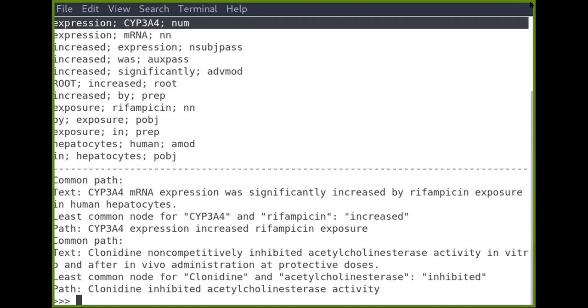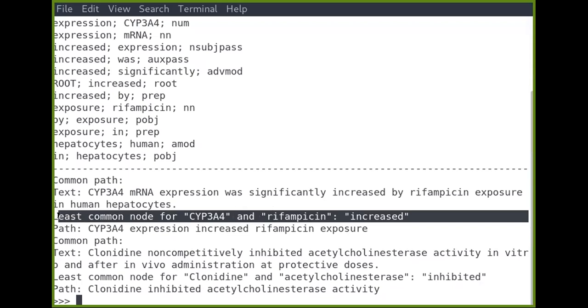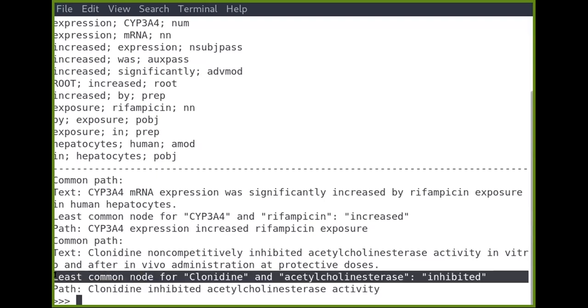Great. So here we at least see "inhibited" as the correct join between these two, right? So this path that you're extracting, the clonidine inhibit acetylcholinesterase activity, the least common node, and okay, we're going on this one. Okay, expression increase. So we have two sentences going. Yeah, let's just look at this one, right?